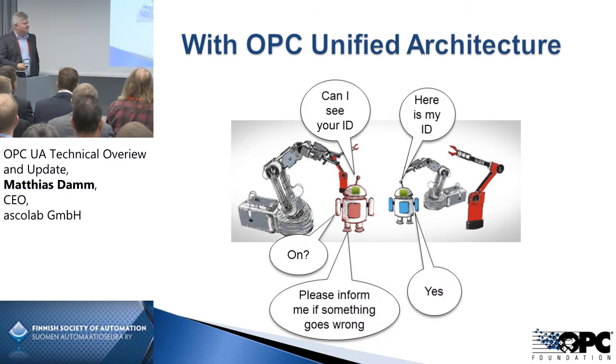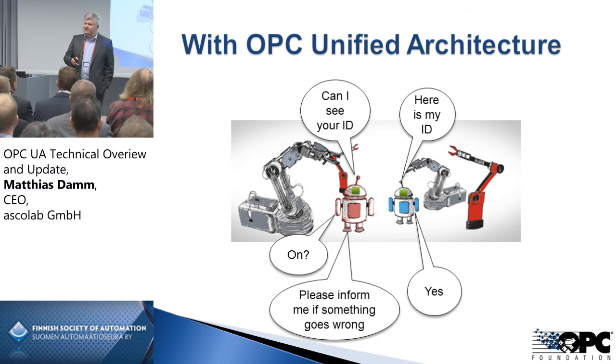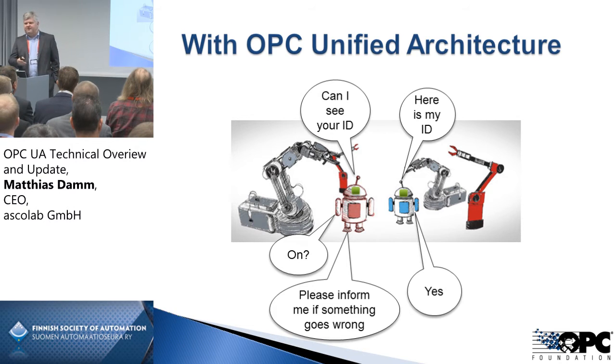With OPC UA, the idea is that devices and applications talk the same language, but not only the same language, they also can have security features like identifying themselves and protecting the communication, and to have some basic grammar and understanding of communication.